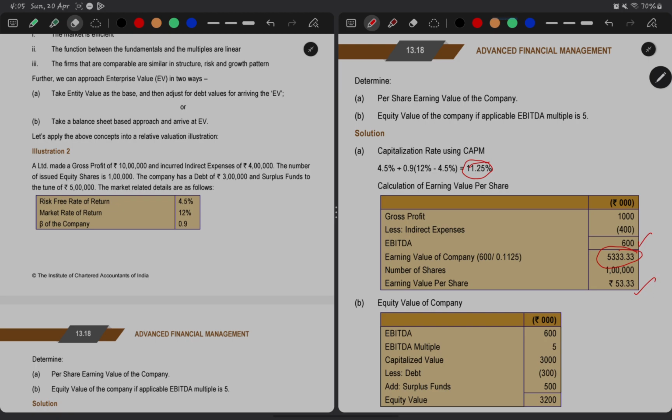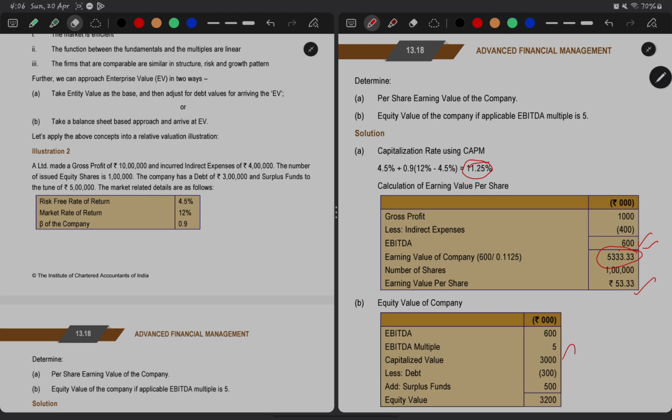The second requirement is equity value of the company if applicable EBITDA multiple is 5. So EBITDA multiple, as in the previous problem also we have seen, can be used to find out the enterprise value, nothing but the value of firm. So we know the EBITDA is around 600. So 600 multiplied by 5 will give us the capitalized value or the enterprise value, 3000 in our case.